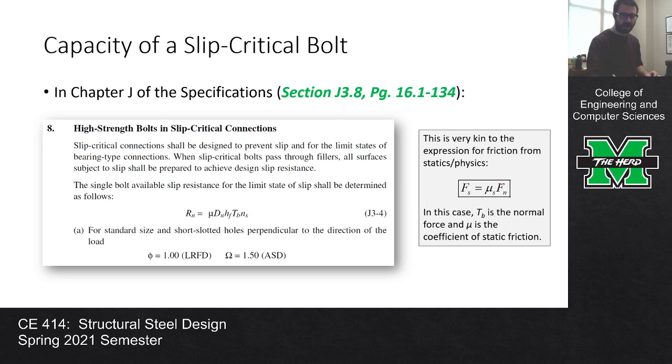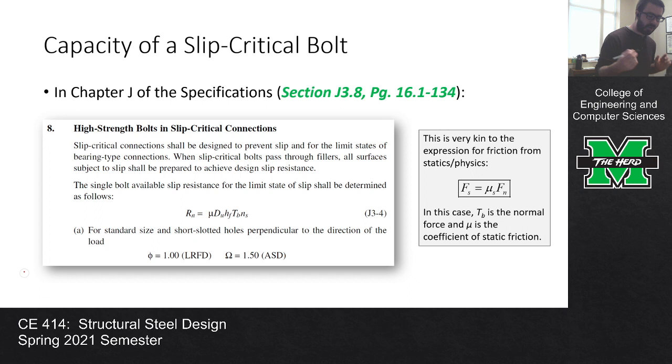It's a function of the normal force and the coefficient of static friction. The normal force is just how much force is between those two surfaces, and the coefficient of static friction is a function of the surface characteristics, like wood on aluminum or copper on steel. In this case, we're talking about steel on steel contact, but it's a function of the condition of those surfaces. We'll have names for that as well.